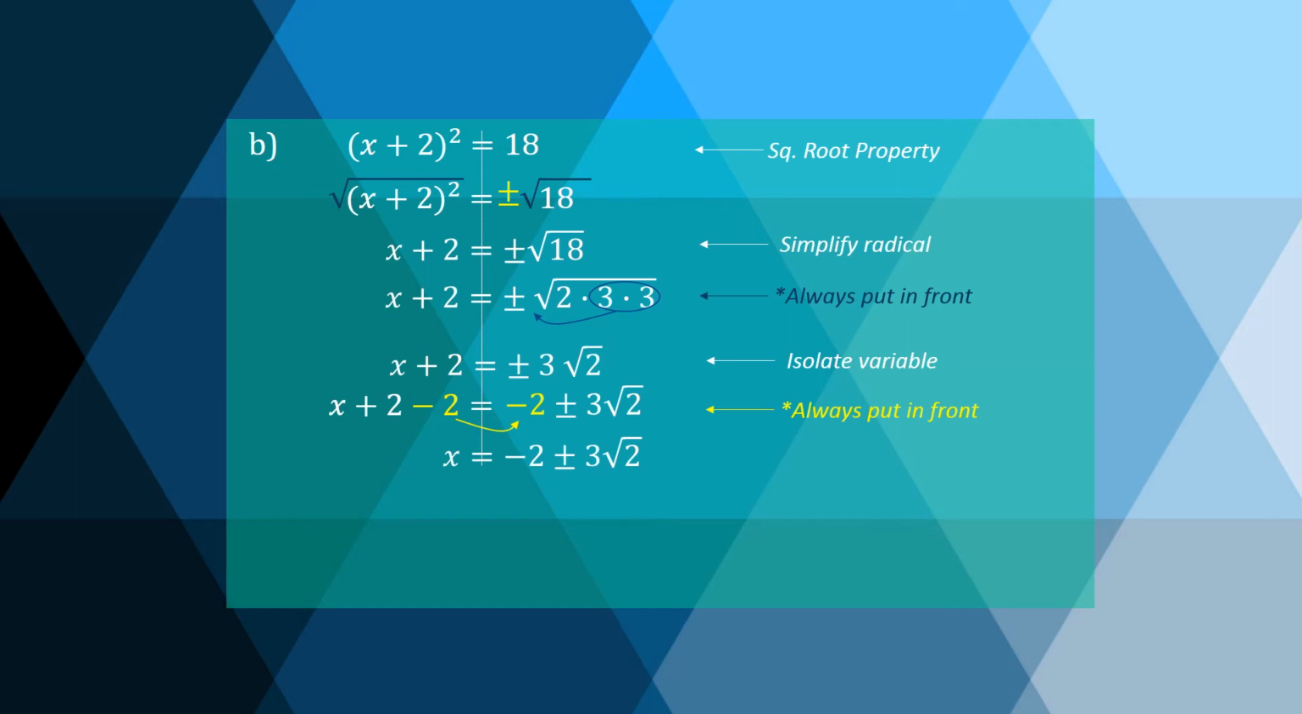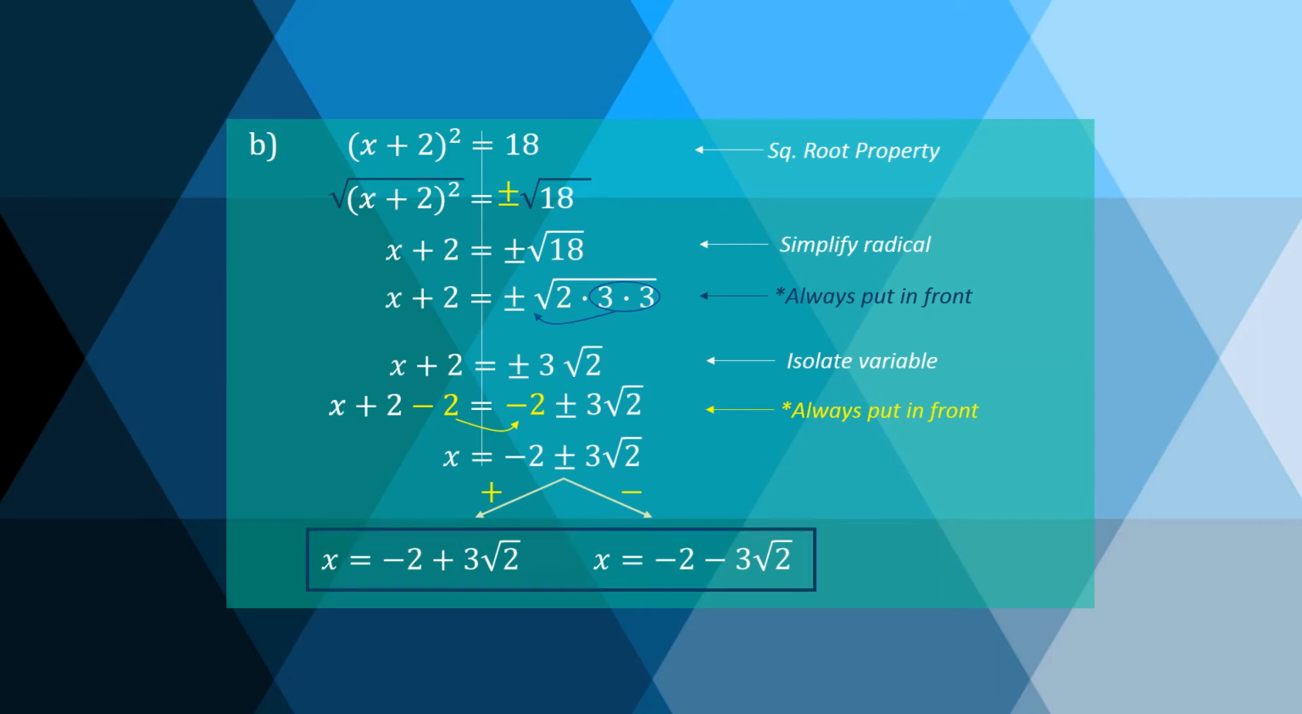Since we have the plus or minus sign, we do need to separate. Looking at the plus version, that gives us x equals negative 2 plus 3 square root 2. Can we combine those two terms? No. The negative 2 is a constant, while 3 square root 2 is a radical, so these are not like terms. Now let's look at the minus version. That would give us x equals negative 2 minus 3 square root 2, and these both would be your solution.